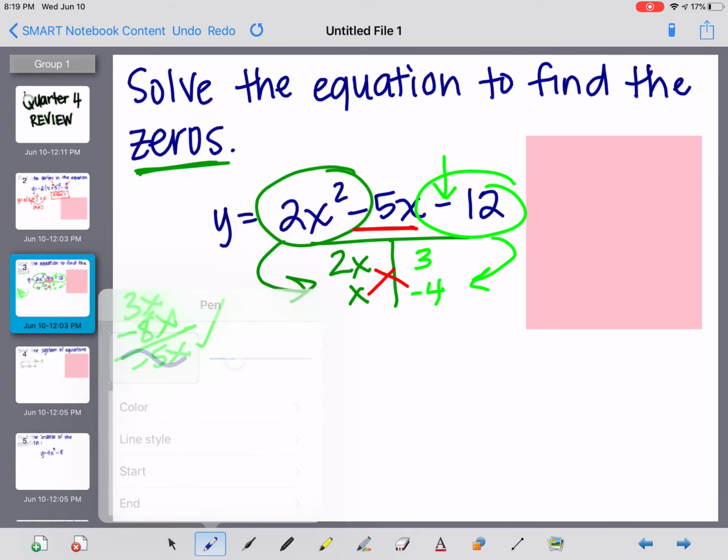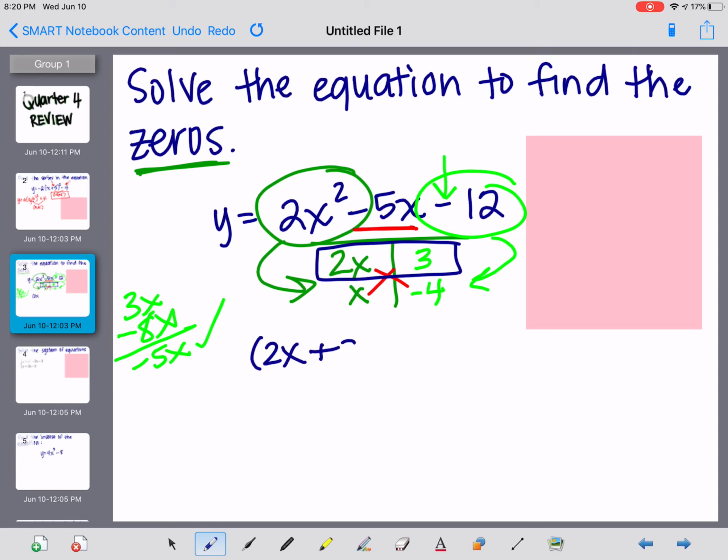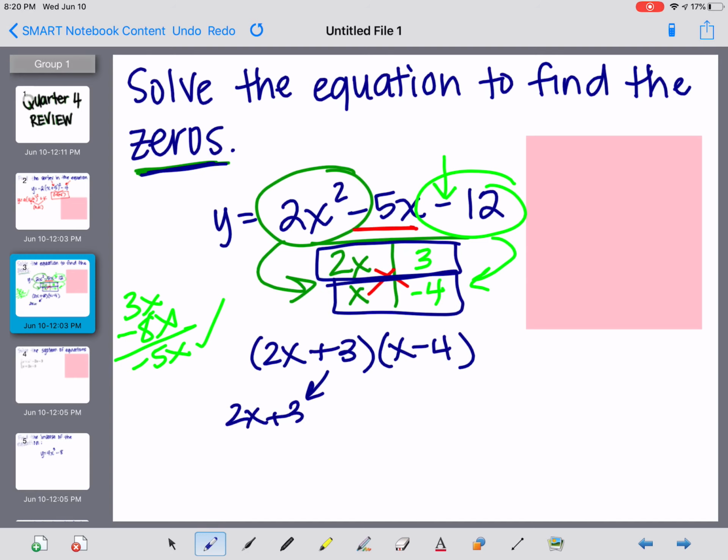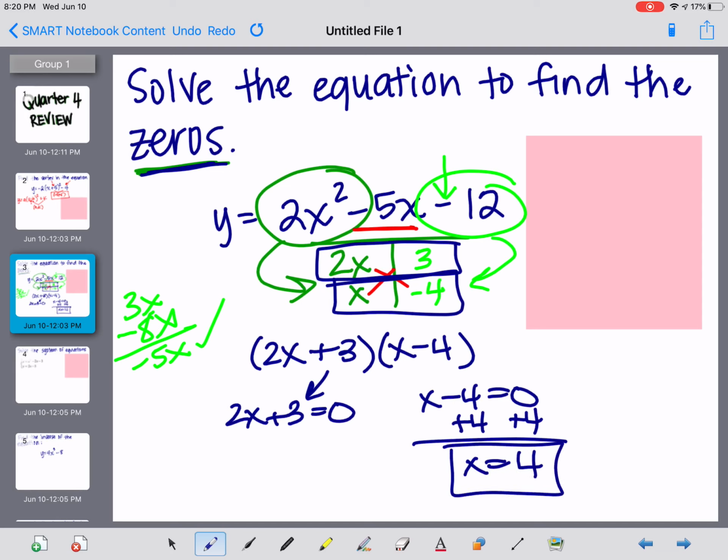So now I know when I write my answer, I write it this way. So I'm going to have (2x plus 3)(x minus 4). And then I know if I have to find the zeros, that I have to actually set those equal to 0. So 2x plus 3 equals 0, and x minus 4 equals 0. So this one's the easier one, so let's solve that first. So x is 4. And then over here, we're going to get x is negative 3/2.